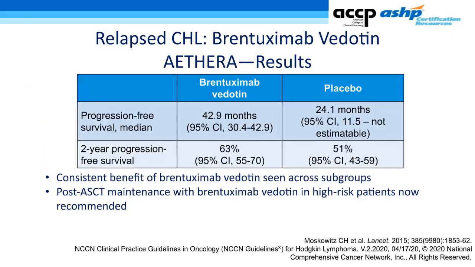The results of the ATHERA trial are shown here. You can see that progression-free survival was greater in the brentuximab vedotin group, as well as 2-year progression-free survival. The benefit of brentuximab vedotin was seen across all subgroups, such that post-transplant maintenance with this agent in high-risk patients is now recommended. So once again, it's a little confusing if we should use this agent up front if there's the possibility of this patient needing it later.